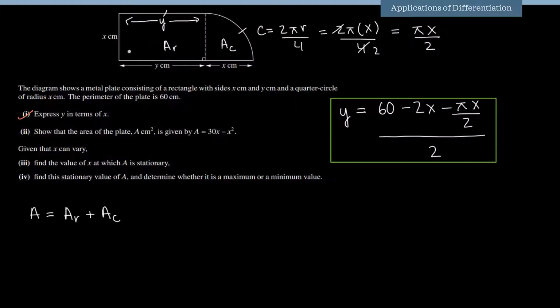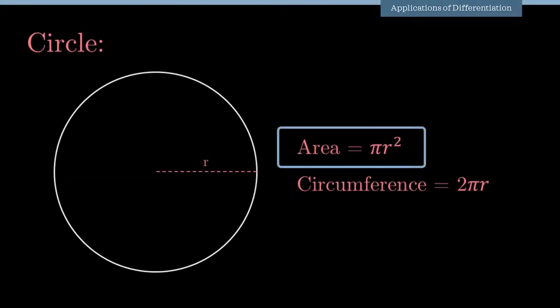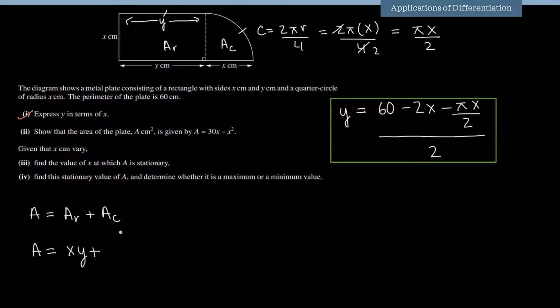The area of this rectangle is x times y, so area is equal to xy plus the area of this quarter circle. You know that the area of a complete circle is pi r square. So the area of this quarter circle is going to be pi r square divided by 4. The radius of this quarter circle is x, so the area would be equal to xy plus pi x square divided by 4. Now the equation that I have over here is in terms of both x and y, but the equation that I need to show is in terms of x only.